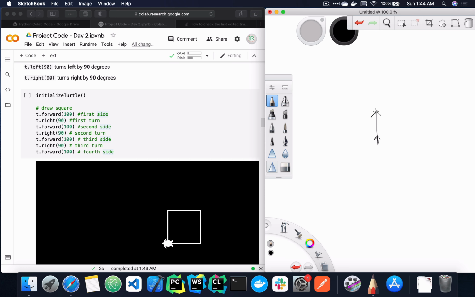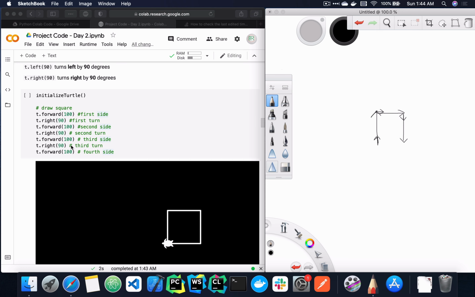Next, we're still pointing upwards, and in the second line, we're turning 90 degrees towards the right, so clockwise. Now we'll be facing here. In the third line of the code, we're using t.forward(100), so we are extending by another 100 pixels. Then in our second turn, we turn 90 degrees clockwise again, so now we'll be pointing downwards. Then we extend by another 100 pixels. This will be our third side.